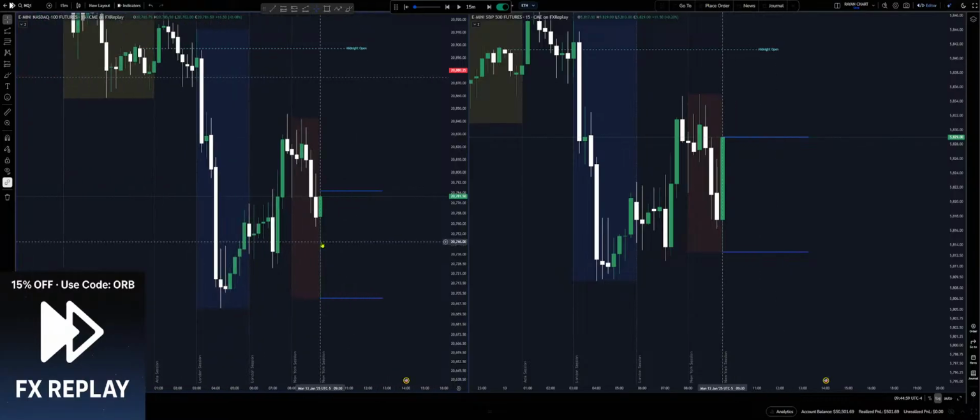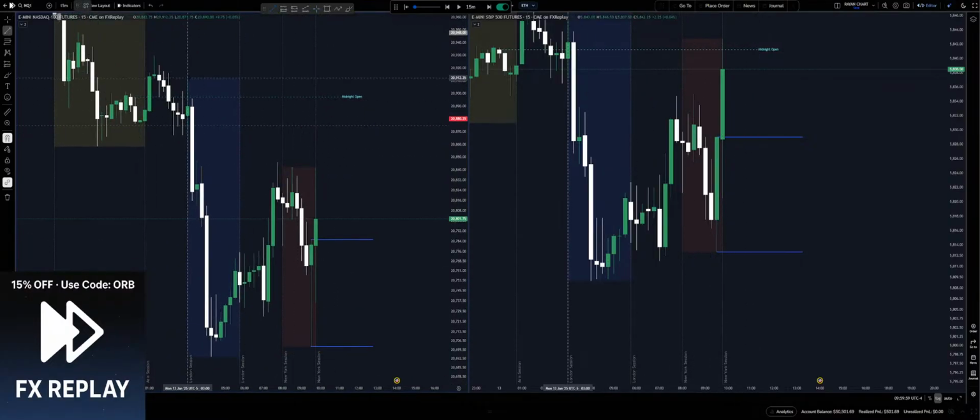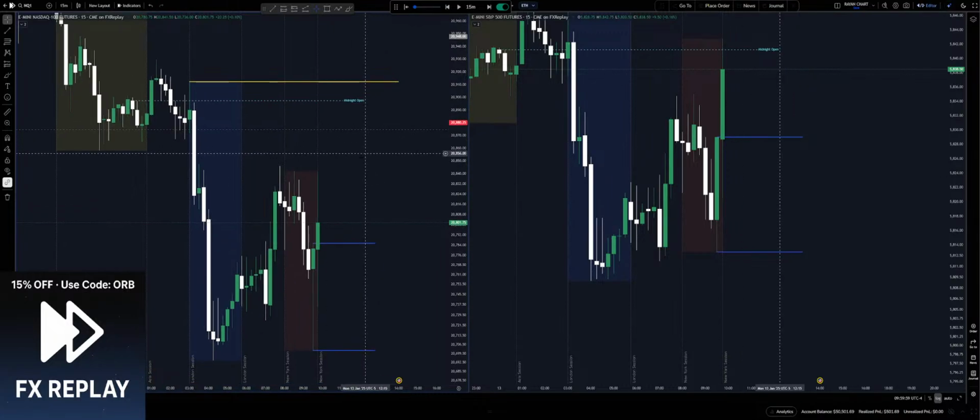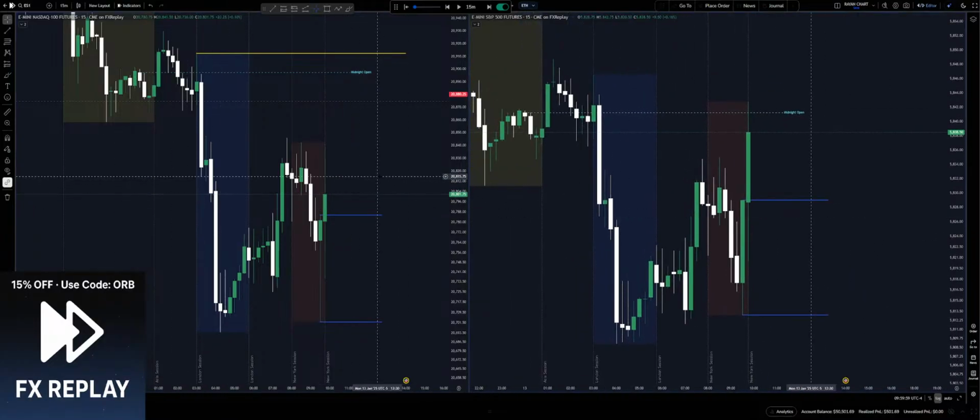That's the 15-minute candle, 9:30. All right. See here, London high has not been swept. So that means in this scenario, we are going to be looking for longs.